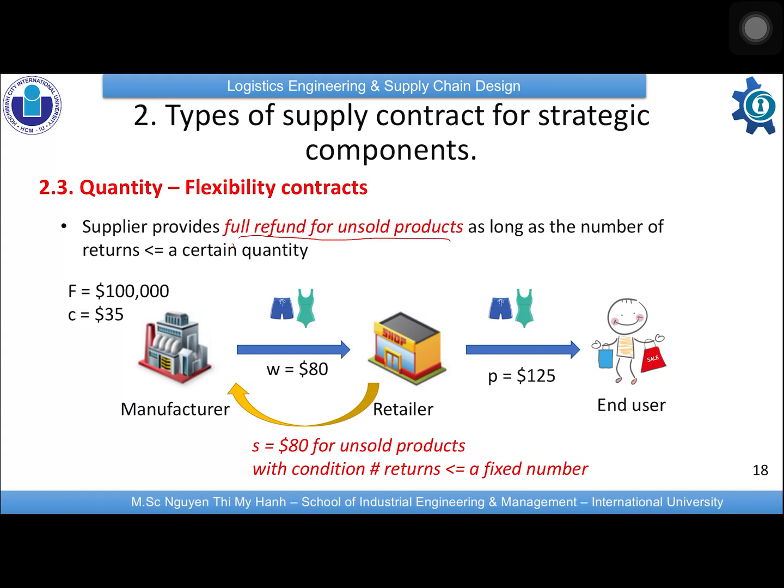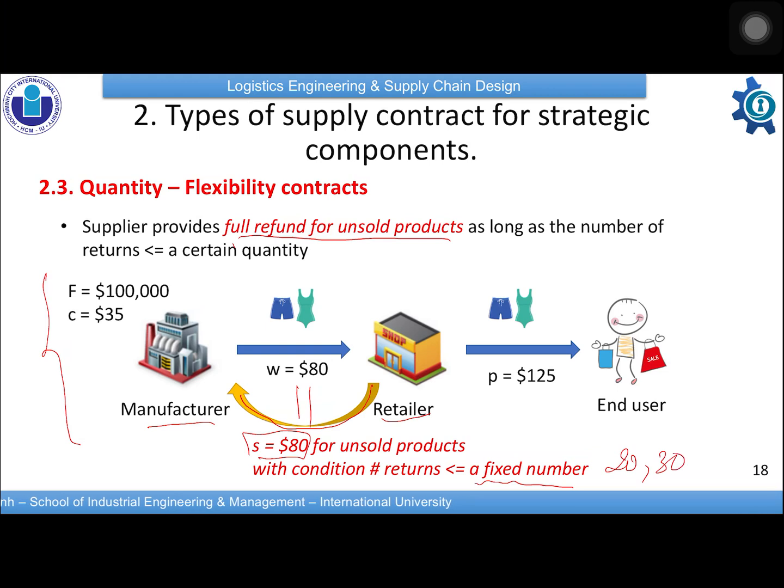In the same example, the retailer will sell the unsold product back to the manufacturer at $80, the same as the wholesale price, but on the condition that the number of returns is less than or equal to a certain quantity, maybe 20 or 30.